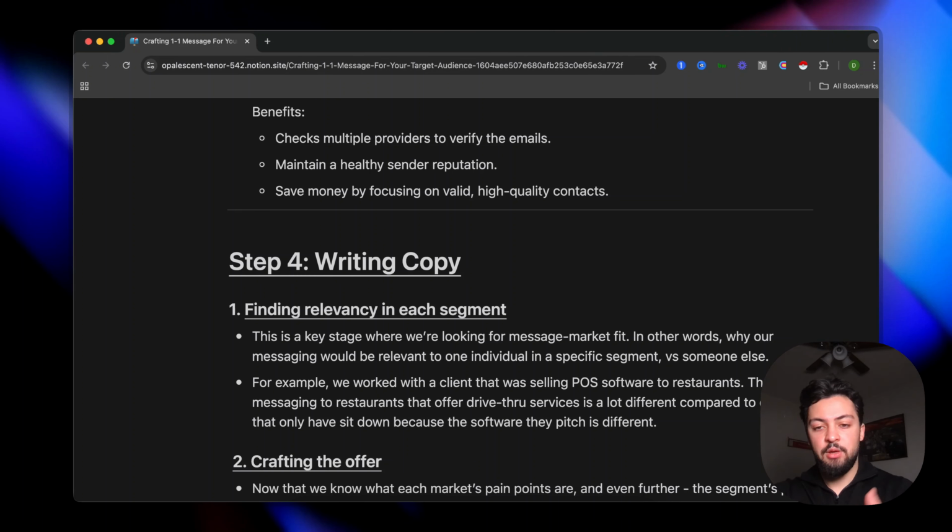And again, in this POS software example that I was talking about, the drive-through itself is a segment within the larger market, which is restaurants, right? So the more you can divide up your market, the better messaging you're going to have across the board, and the more people are going to resonate with the messaging, and you're going to have a high reply rate, whether it's through email copy or from LinkedIn, or even email marketing itself. But in this scenario, we're talking about cold email and LinkedIn specifically.